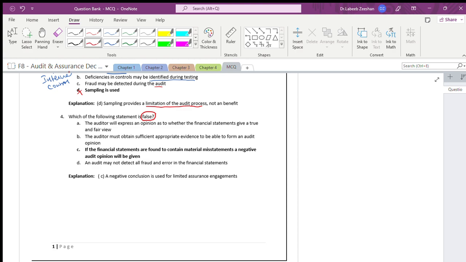You have to read option D. Once you read all the four options, then only you should come to a conclusion. Which one is right? Which one is wrong? Okay, which of the following statements is false?